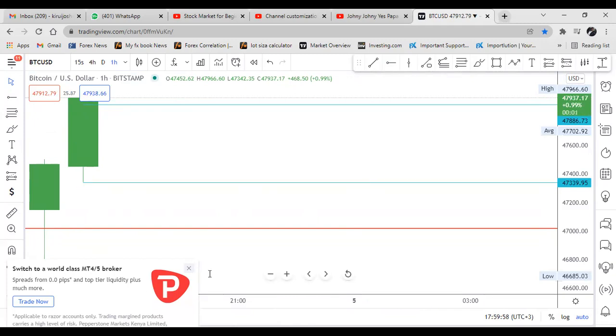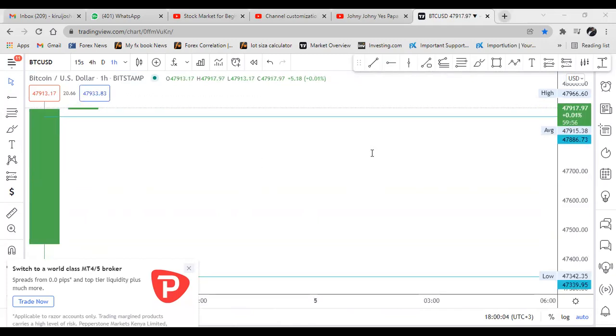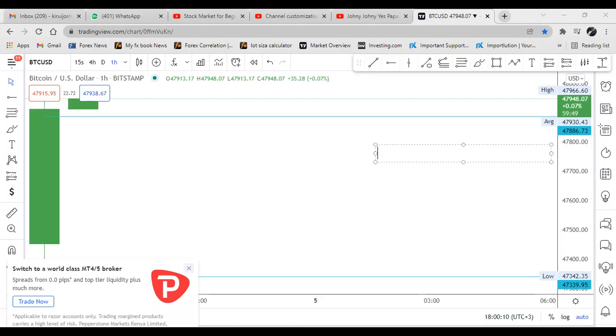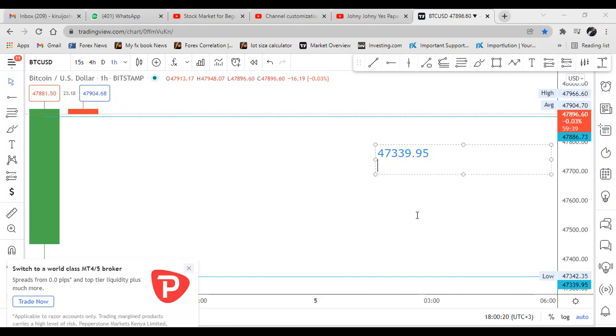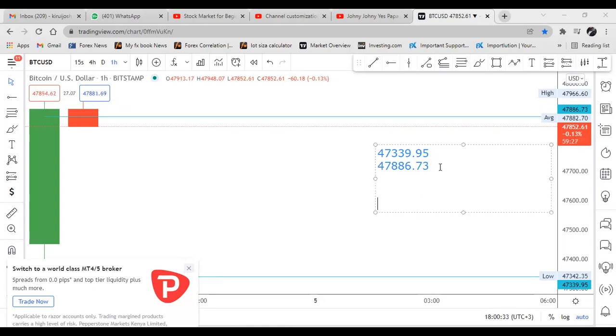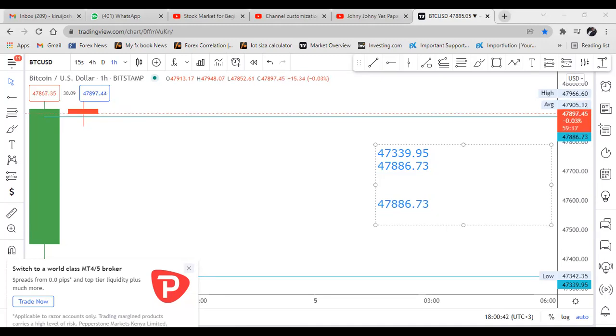So now let's come here. No problem, this is the whole of it, from this line here to this line here. So our pair has moved. It was down at 47,339.95 and it went high to 47,886.73. So we are going to subtract the low from the high, that is 47,886.73 minus 47,339.95.